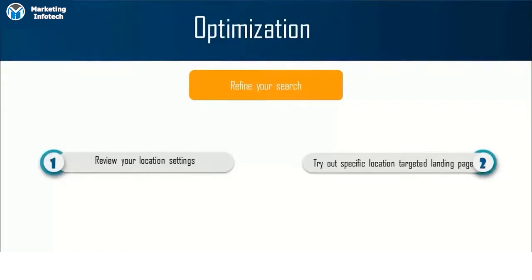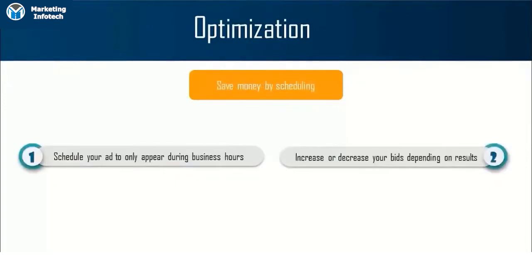You can break down your locations from overall US to New York, probably New York State, New York City, California, like different cities of California. And you can also try out specific location targeted landing pages. Believe me, they work amazing. Save money by scheduling. Schedule your ads only to appear during business hours. I explained this. Increase or decrease your bids depending on the results.